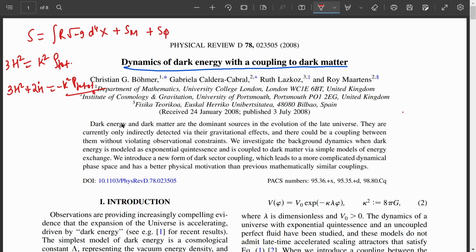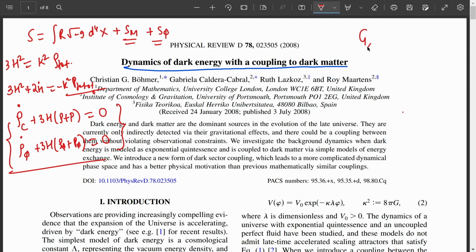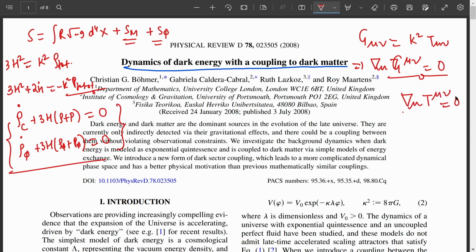You have the conservation equation, and whatever components you have added are individually conserved. It means that if you are adding cold dark matter, they have the property rho plus p is equal to 0, and if I am adding rho phi dot, 3H(rho phi plus p phi) is equal to 0. They are conserved separately. We already understand that from the Einstein equation, G mu nu is equal to kappa square T mu nu, and from the Bianchi identities this holds true, del mu G mu nu is equal to 0, and from observation we are saying that del mu T mu nu is equal to 0.